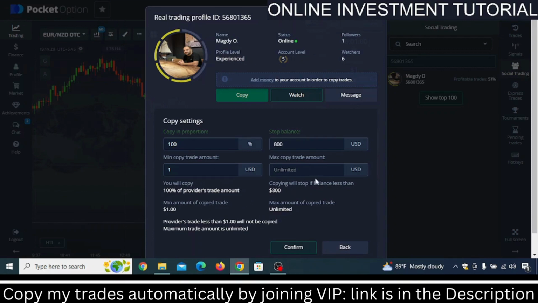And last thing, if you didn't put anything here, don't worry about that, because I'm only going to make $20 per trade. You can be assured of that.